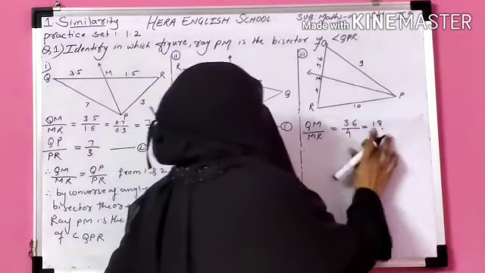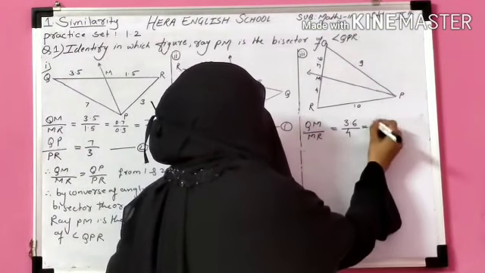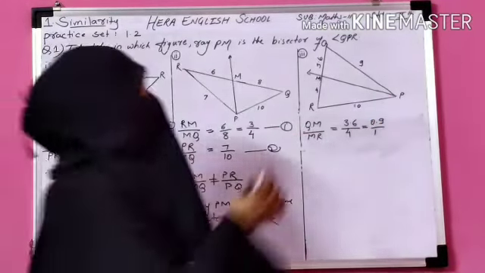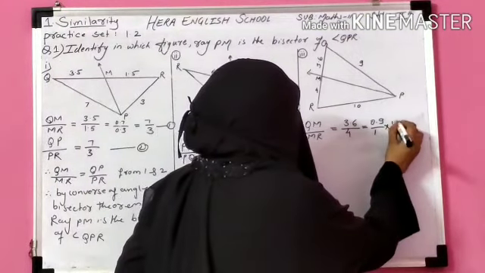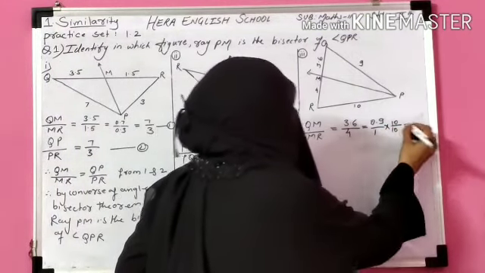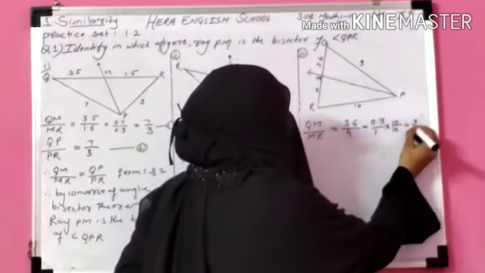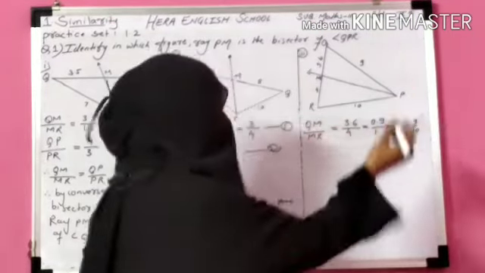Or you can reduce directly with 4 also. 4 1s are 4, 4 9s are 36. 0.9 because of 3.6 there. Now multiply by 10 to shift the point. So multiplying by 10 you get 9 upon 10, 1s are 10. This is your number 1, the first ratio.